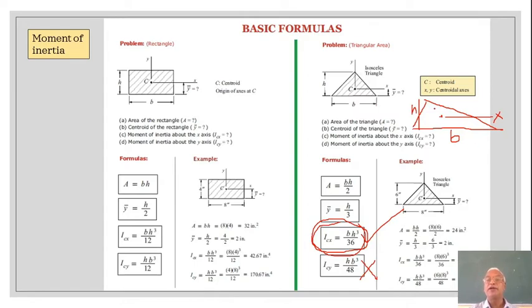Now how to do that? You have to break this into 2 right angle triangles and work out for each one of them, and then find out the moment of inertia or centroid.